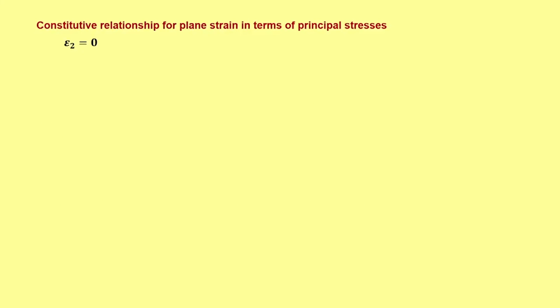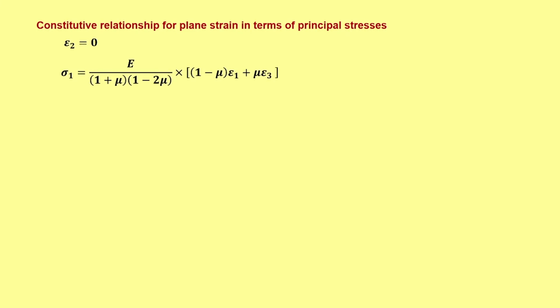Now, constitutive relationship for plane strain in terms of principal stresses. So, some more terms will go away. So, you have sigma 1 is equal to E upon 1 plus mu 1 minus 2 mu, 1 minus mu epsilon 1 plus mu epsilon 3. What is the difference between the earlier formulation and the principal stresses? The shear stress component goes away, that is the only difference.